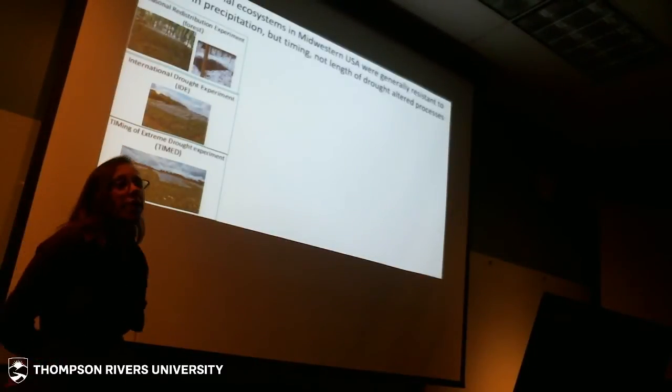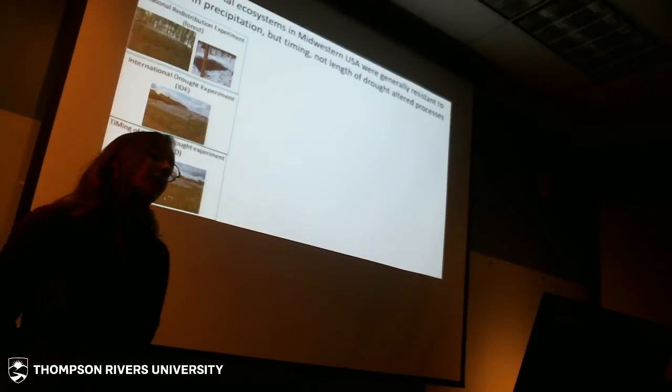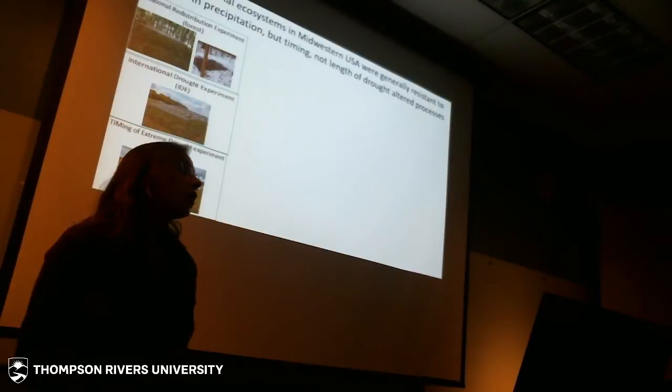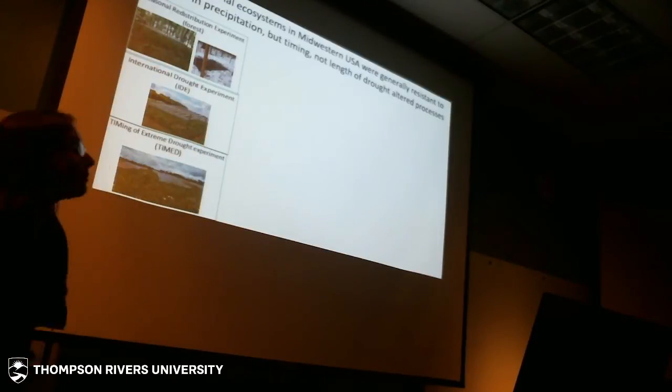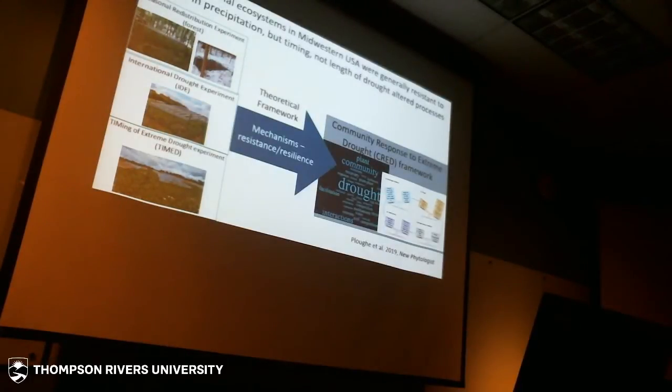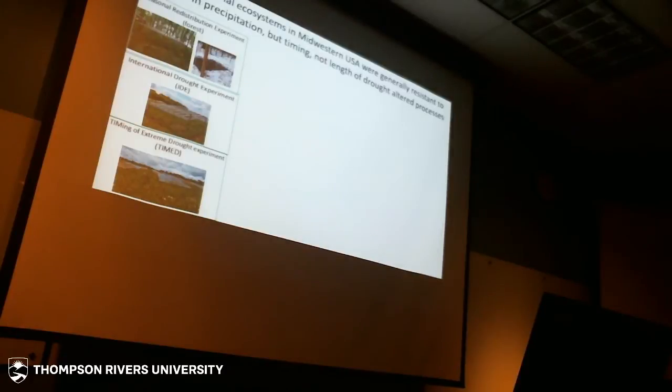So essentially what I found from my PhD research was that mesic terrestrial ecosystems in the Midwestern U.S. were generally resistant to changes in precipitation, but timing and not the length of drought can alter these processes in the system.